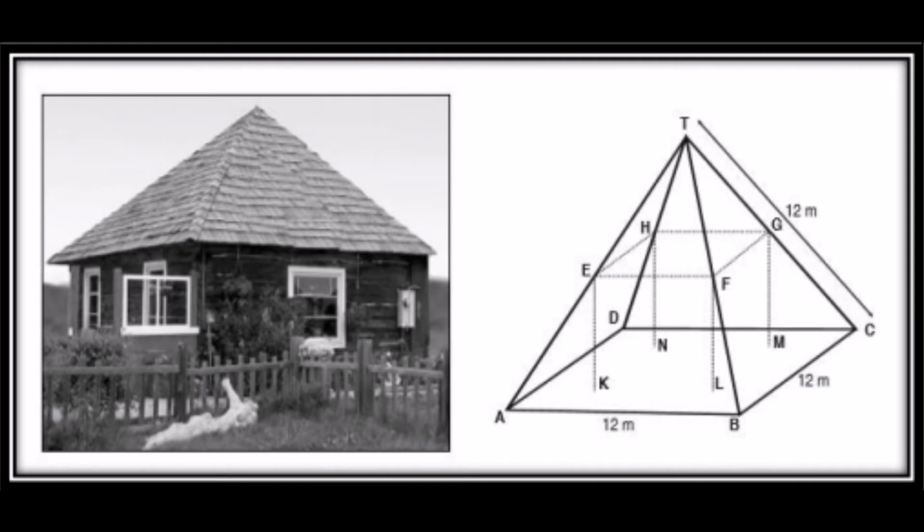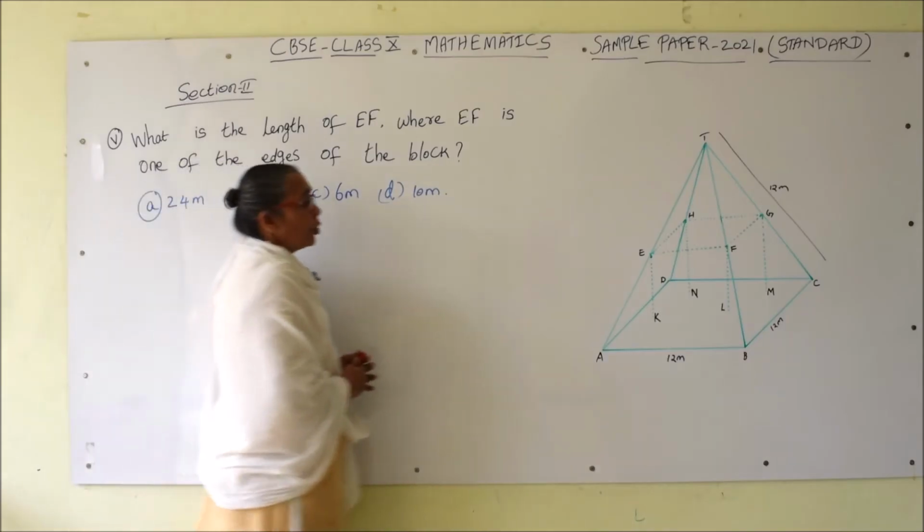Now, E is the middle of the edge AT, concentrate on the diagram. F is the middle of BT. G is the middle of CT. H is the middle of DT. And all the edges of the pyramid in the model have length 12 meters. Now, the question is, what is the length of EF, where EF is one of the horizontal edges of the block? Now, look at the diagram.